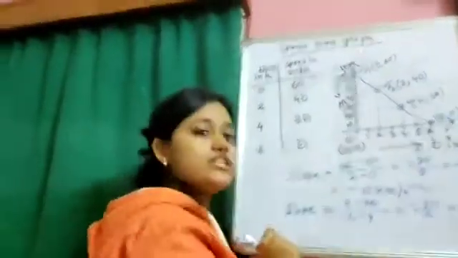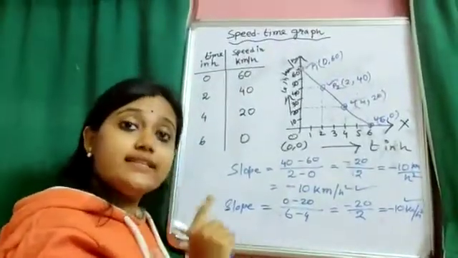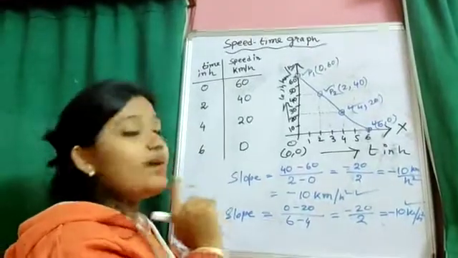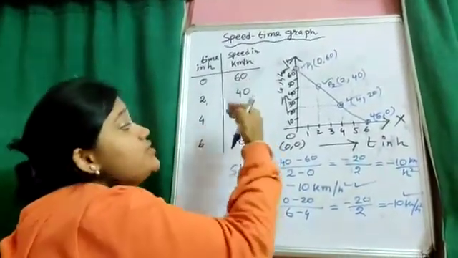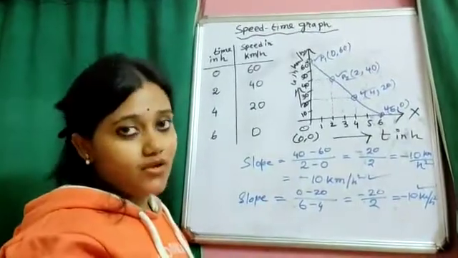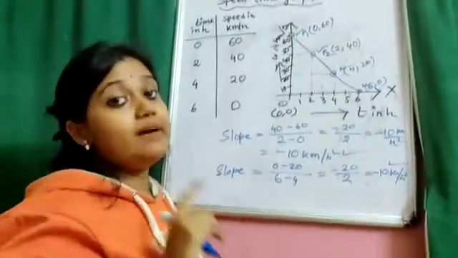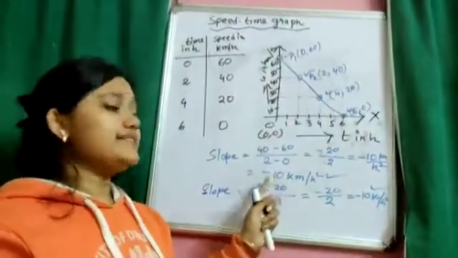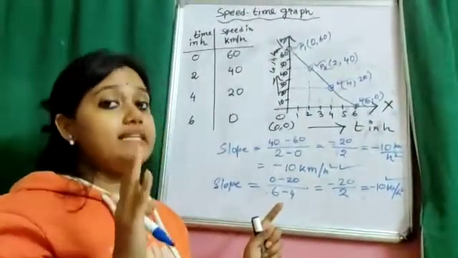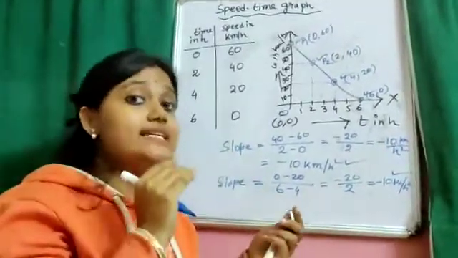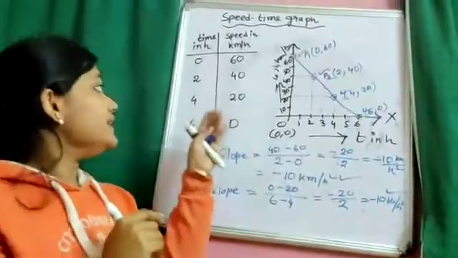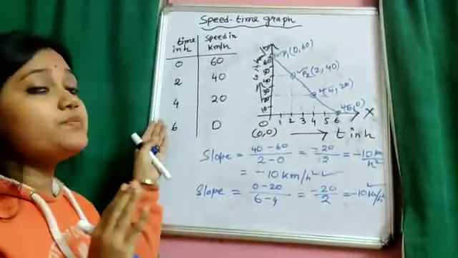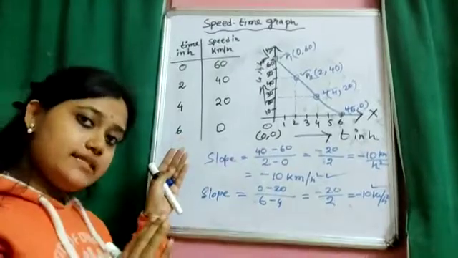That is, the acceleration is constant. Both are in negative sign. So what does it mean? The rate of change of velocity is constant. It is in decreasing rate, but the rate is constant. So the value of the acceleration is constant, but speed is continuously decreasing with time.